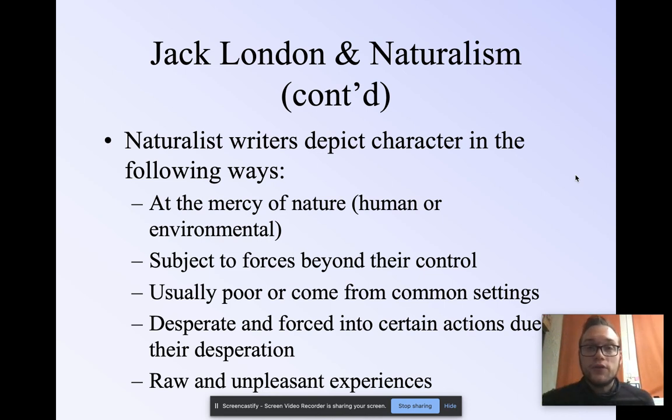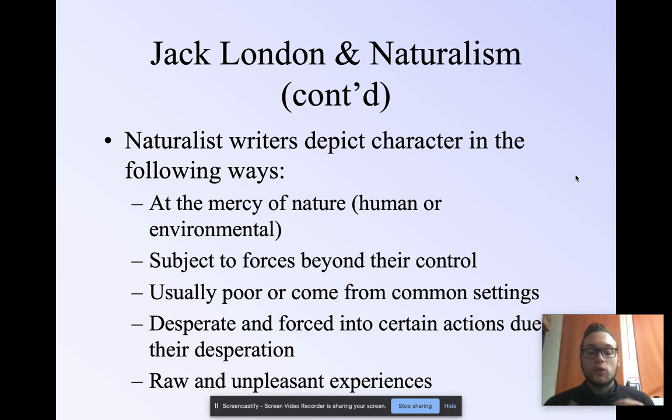Okay. So usually our characters also were people from common settings. It didn't really focus on rich people that much. Most characters in a naturalist book are people like you and I, where we don't come from a lot of money. Our parents aren't anybody rich. Our parents aren't anybody very influential. So it focused on normal, quote unquote, people.